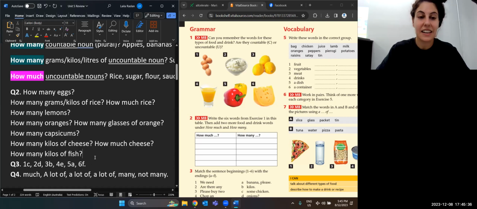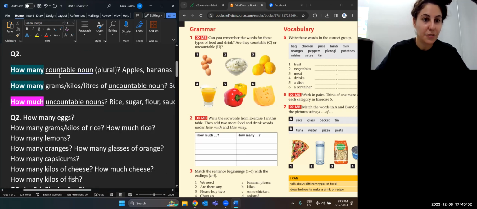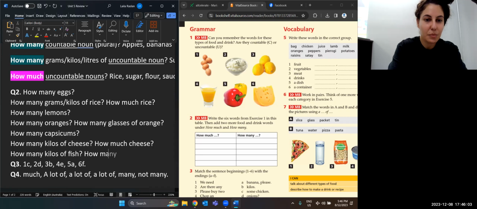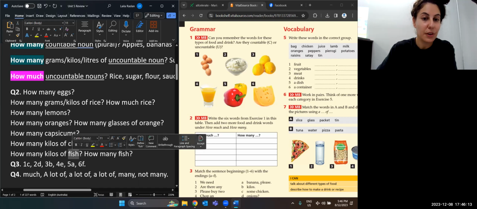Yeah, no, it's irregular, it doesn't have an S. So the plural is fish. How many fish did you catch? Well, you could do that one. Yeah, fishing, exactly. So how many fish did you catch? Yeah, how many, because it's irregular, it works in both. So it's irregular, it works in both.